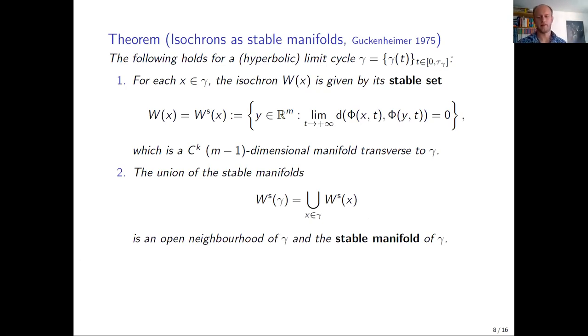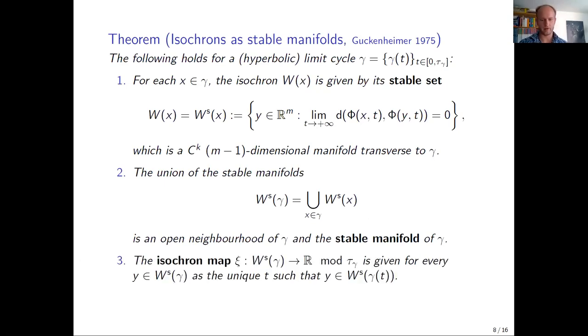And connected to that, as we already have seen as well, is the so-called isochron, I would call it isochron map in this setting now, which is really the clock which organizes the dynamics around your limit cycle and gives each point in this stable neighborhood of the limit cycle a unique time, which is corresponding with the time parameterization of your limit cycle.